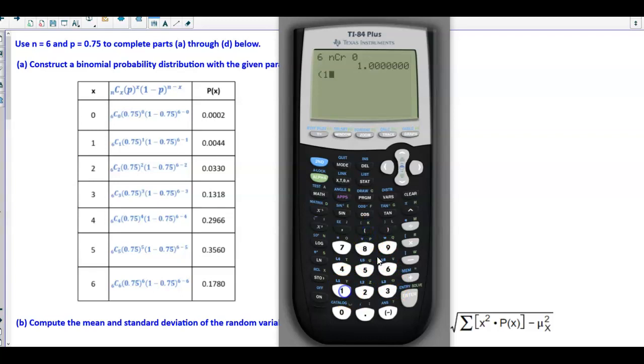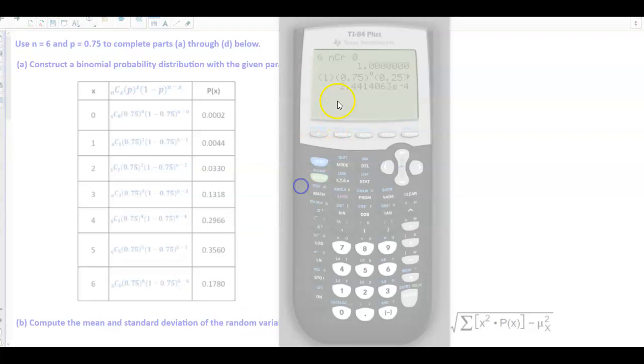Okay, so we take 1 and multiply it by the probability, which is 0.75, raised to the power of 0. And then we multiply that by 1 minus 0.75, or we can say 0.25, and raise that to the power of 6 minus 0, which is 6. You can see that we end up getting 2.44 times 10 to the negative 4, which means that, and let me show you here what I mean by that.